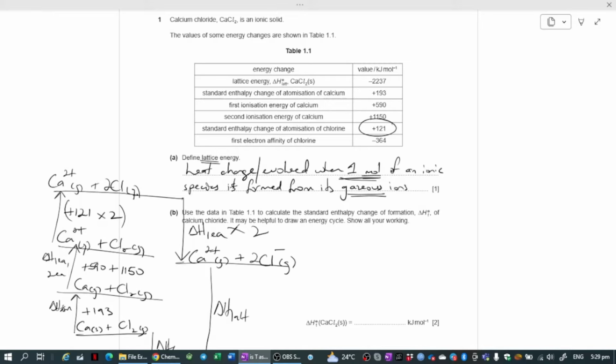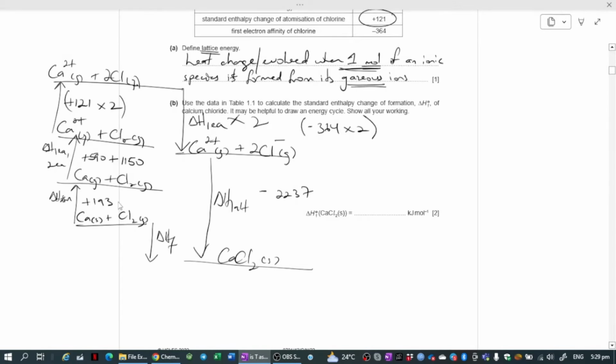As already mentioned, the value for the first electron affinity of chlorine is negative 364, and we need to multiply this value by 2 since we have 2 chlorine atoms. The lattice energy is negative 2237.